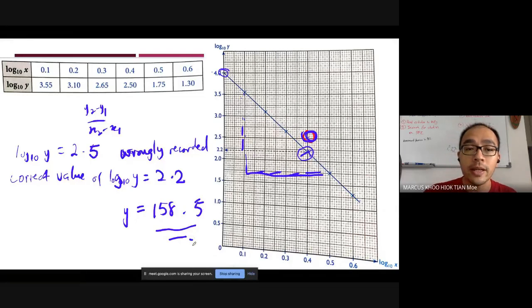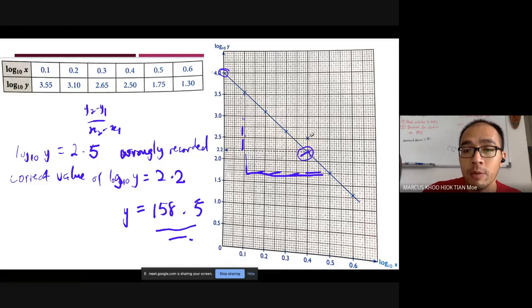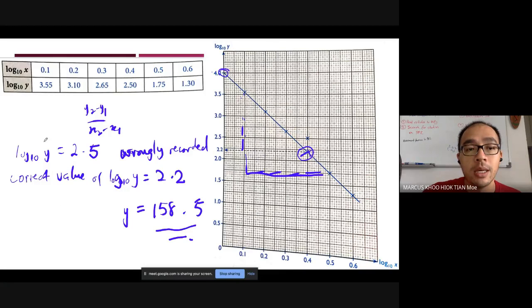Okay, so we find out that sometimes this happens in questions like this. There'll be one value which is so funky, it is in the wrong place. Then they will ask you to identify the correct value of y. So if y is wrong, it means x is correct. If you place it correctly according to your graph, the value of log 10y should actually be 2.2. And that's how we use linear law to sometimes correct certain readings that are wrong.